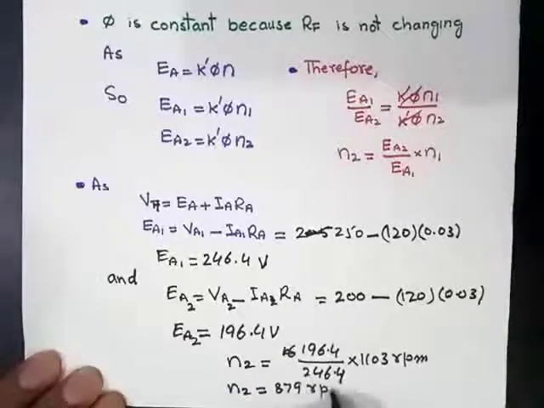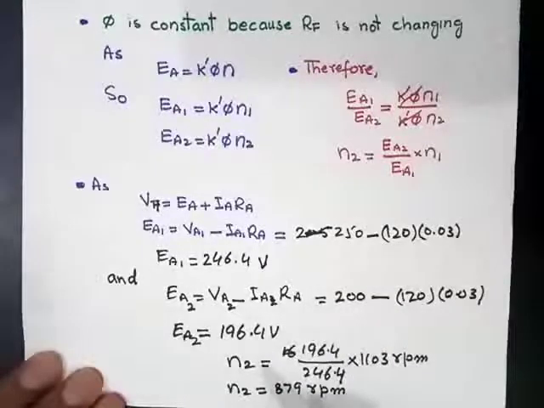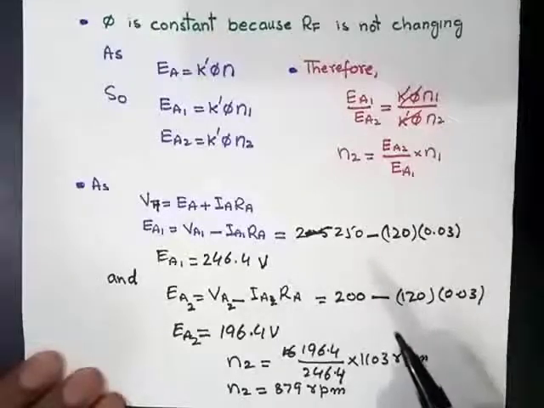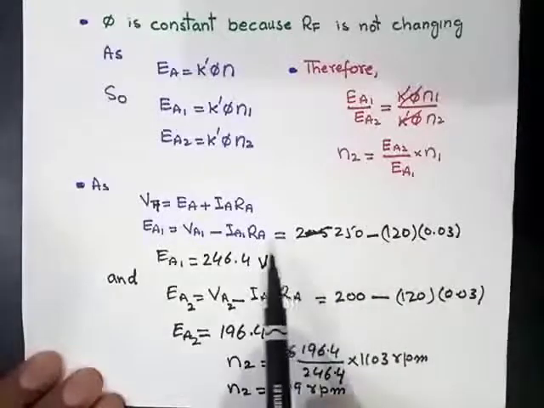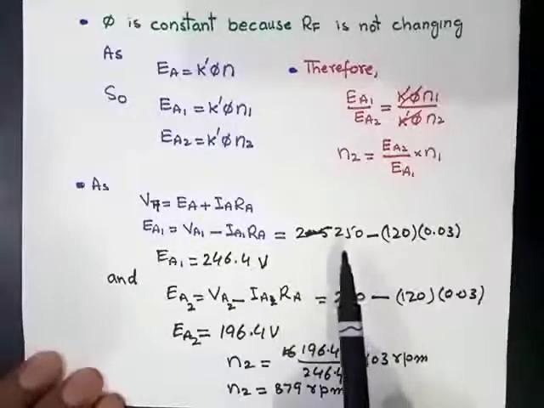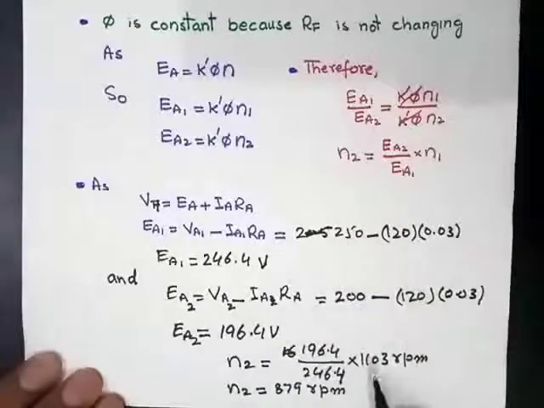revolution per minute. As we have already discussed, when we decrease the armature voltage, then the speed of the DC shunt motor will decrease as well. When we increase the armature voltage, then the speed of the DC shunt motor will increase. So as you can see in these equations, at the start the armature voltage was 250 volt. That's why the speed was 1103 revolution per minute.